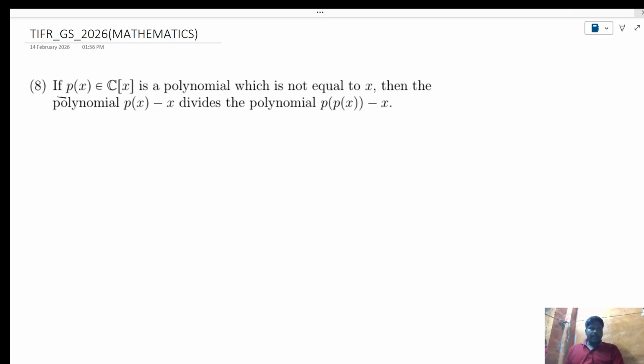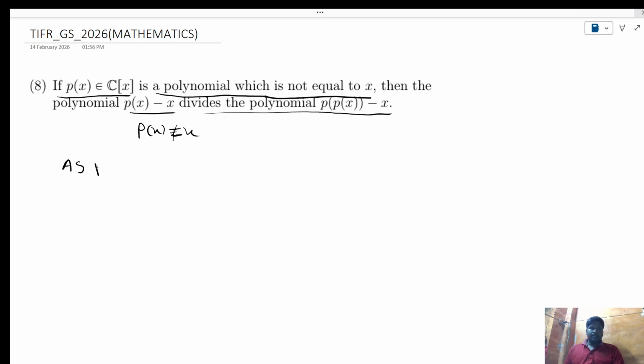Given that if p(x) is a polynomial which is not equal to x. Okay, so p(x) is not equal to x. That means p(x) is not expressed as simply x. Then the polynomial p(x) minus x divides the polynomial p(p(x)) minus x.